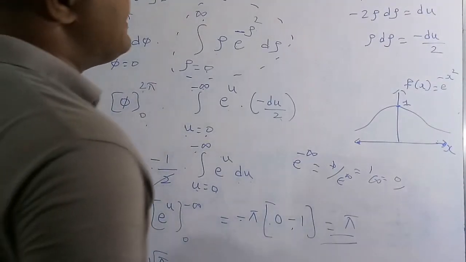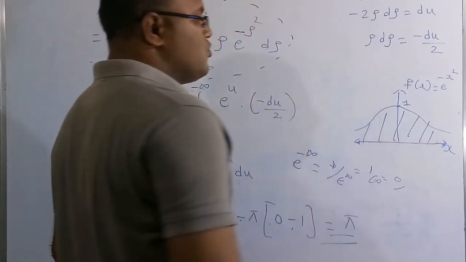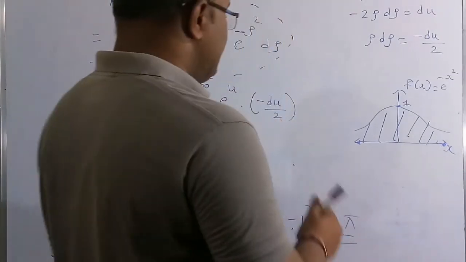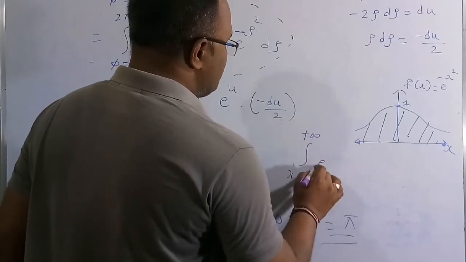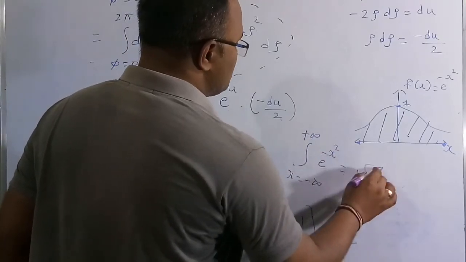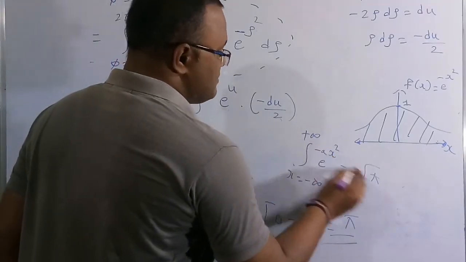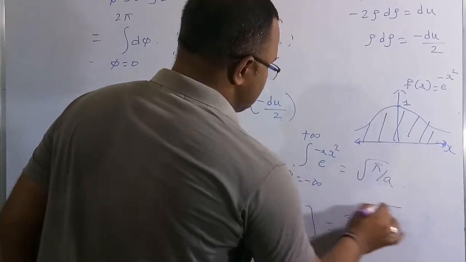So therefore we can say that the area under this function f of x is always equal to root pi. So always you have to remember only one thing, which is the area under the function, x is equal to minus infinity to plus infinity, e to the power of minus x square, is equal to root pi. But if you want to write it for minus a x square, just replace pi by pi by a, so root of pi by a. So we are going to get this formula.